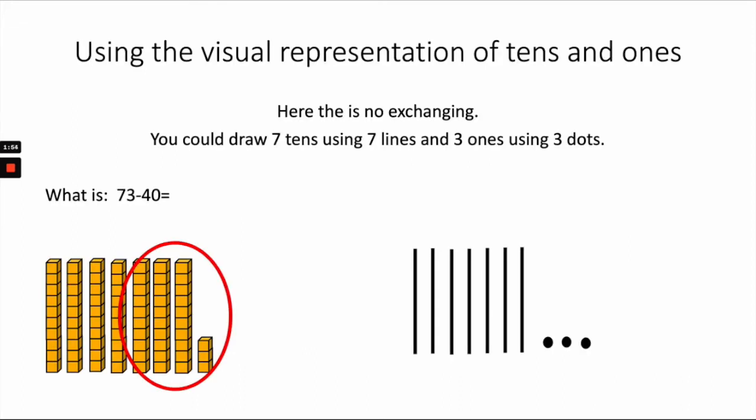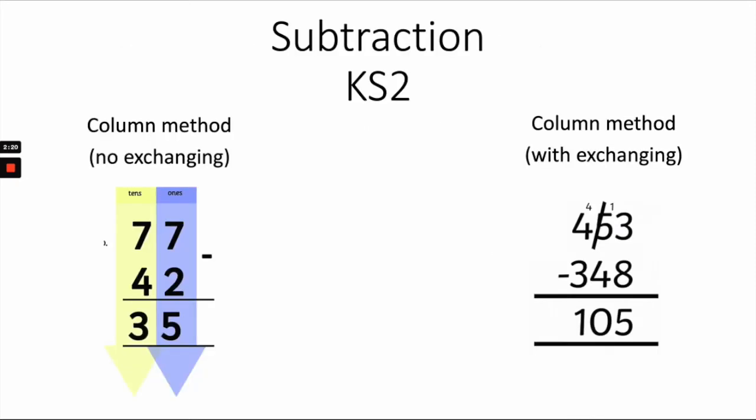So there's also the visual representation of using 10s and 1s. So the children would either use Dienes equipment, or they'd be able to draw the lines to represent the 10s and then dots on paper or in their book to represent the 1s. So 73 subtract 40, the children would then be able to cross out 4 of the 10s that have been drawn to reveal the answer.